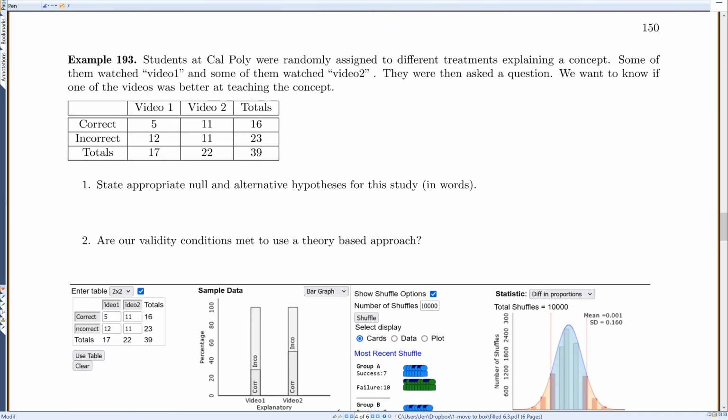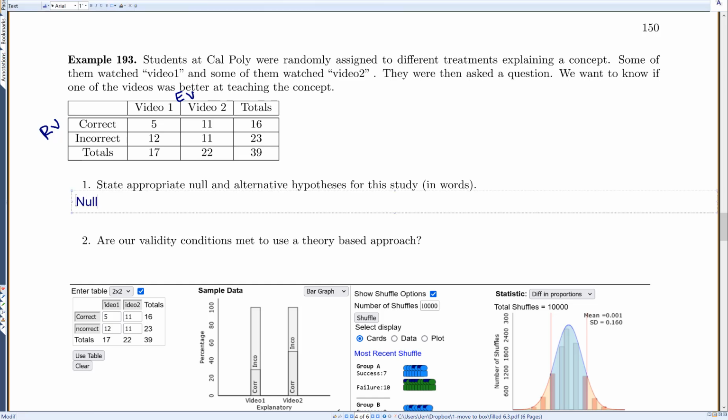Okay, one more example. Students at Cal Poly were randomly assigned to different treatments explaining a concept. Some of them watched video 1 and some of them watched video 2. They were then asked a question, and we want to know if one of the videos was better at teaching the concept. So video 1 or 2 was our explanatory variable, and whether they got it correct or incorrect was our response variable. So we're set up correctly. That's good. Let's state the appropriate null and alternative hypotheses for the study in words.